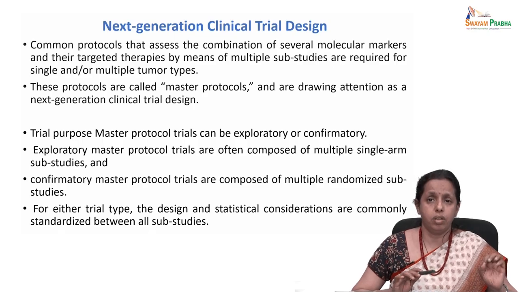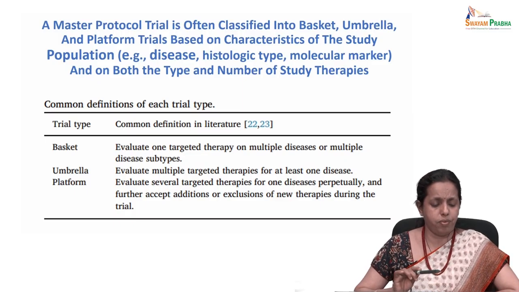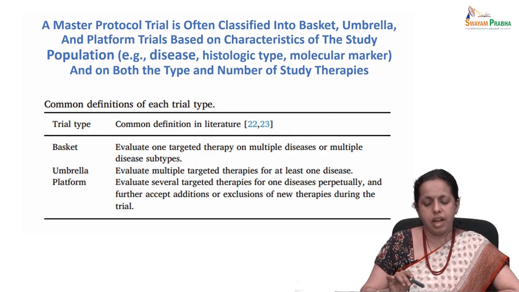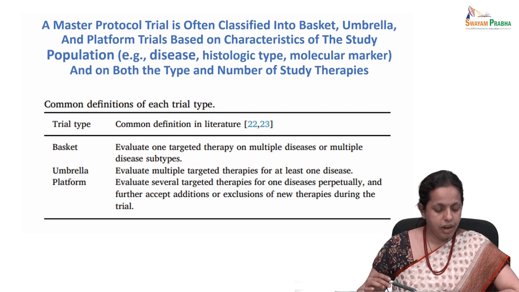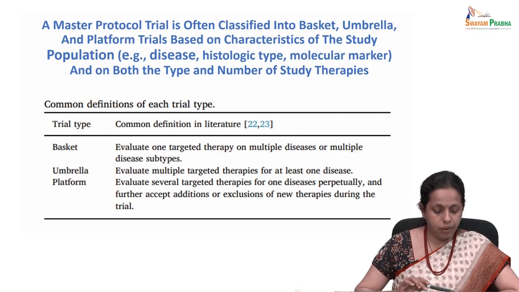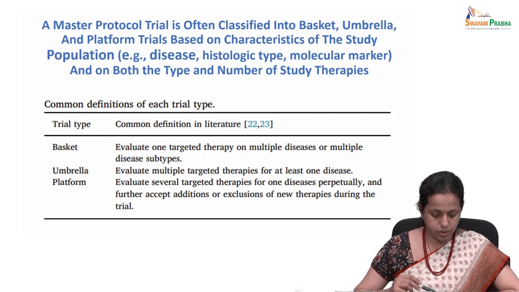You have three types of master protocols, basket, umbrella and platform, based on the characteristics of the study, for example the population, disease, histological types and molecular markers. What does a basket type do? It evaluates one targeted therapy on multiple diseases or multiple disease subtypes. An umbrella trial type evaluates multiple targeted therapies for at least one disease. A platform trial evaluates several targeted therapies for one disease continuously and further accepts additions or exclusions of new therapies during the trial. These are very, very important definitions which we all have to keep in mind.